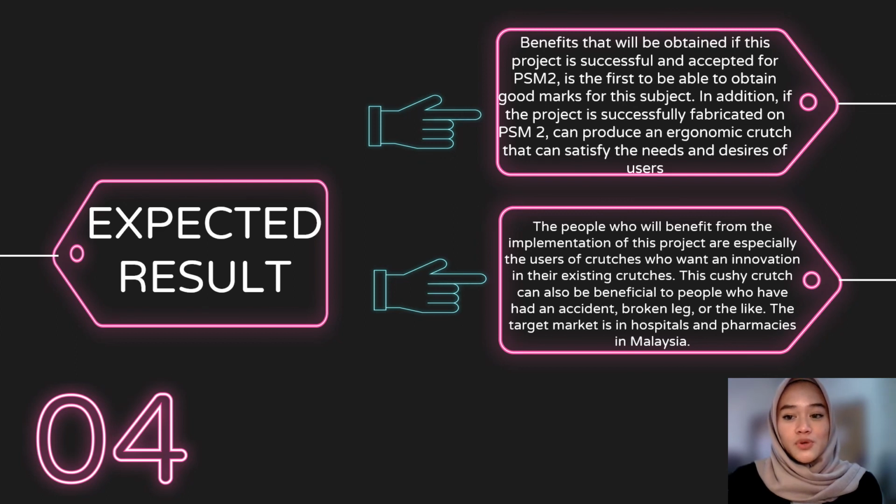In addition, if the project is successfully fabricated in Bachelor Degree Project 2, it can produce an ergonomic crutch that can satisfy the needs and desires of users. The people who will benefit from the implementation of this project are especially the users of crutches who want an innovation in their existing crutches. A squishy crutch can also be beneficial to people who have had an accident, broken leg or the like. The target market is in hospitals and pharmacies in Malaysia.